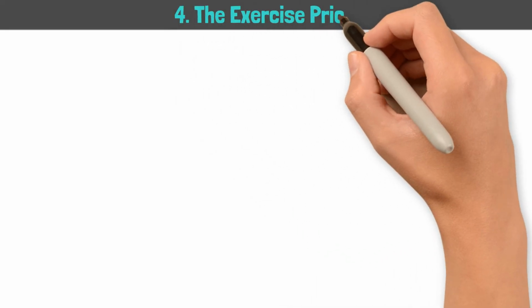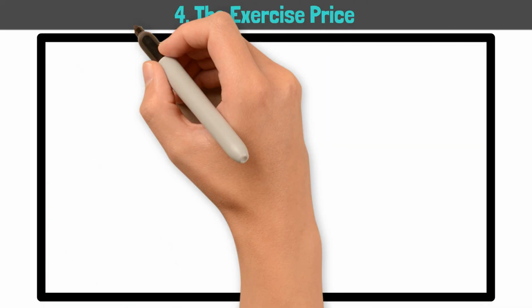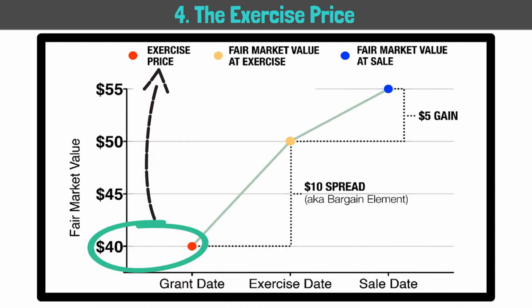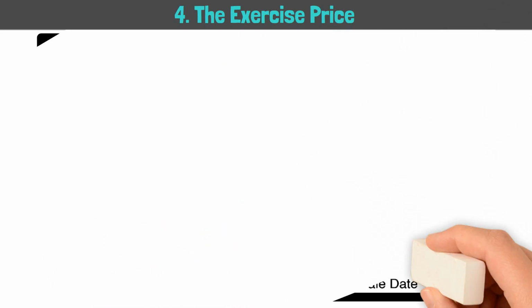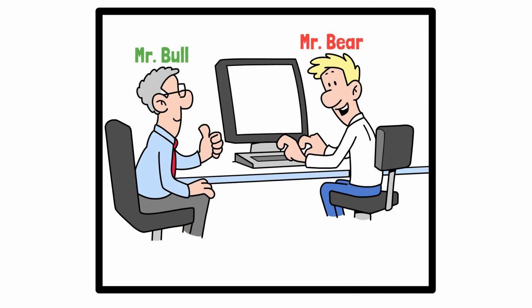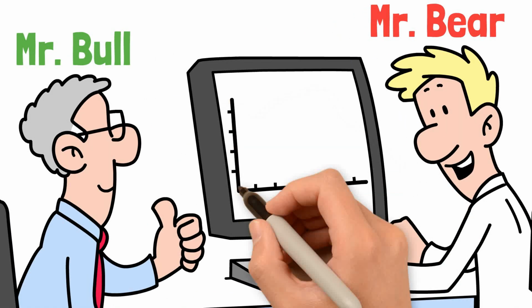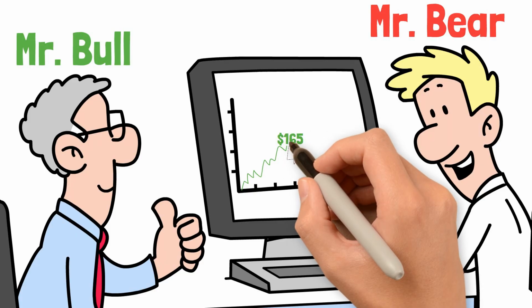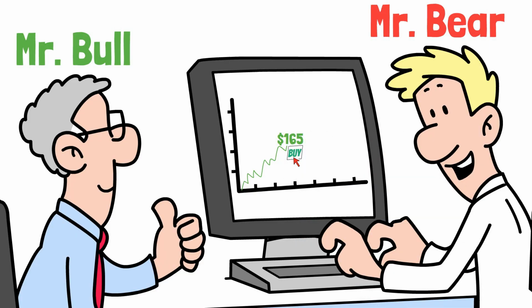4. The exercise price. The exercise price in options trading is like setting a price today for buying or selling a stock in the future, no matter what happens in the market. For instance, let's say Mr. Bull and Mr. Bear are looking at Tesla stock. They agree on an exercise price of $165. This means Mr. Bull can buy Tesla shares for $165 anytime within the next 3 months.